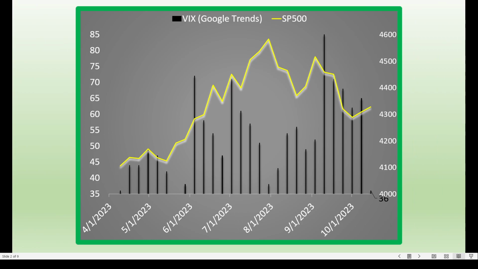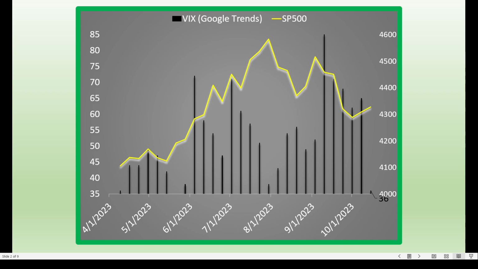Welcome back. Well, as we just spoke about the VIX the other day, breaking above the 20 level for the first time in over 100 trading days, I thought I'd take a different look at the VIX. What we're looking at here, the yellow line is the S&P 500. The black histogram bars are not the VIX. They're the results in Google Trends, meaning Google Trends measures the frequency of which the VIX term is searched for.